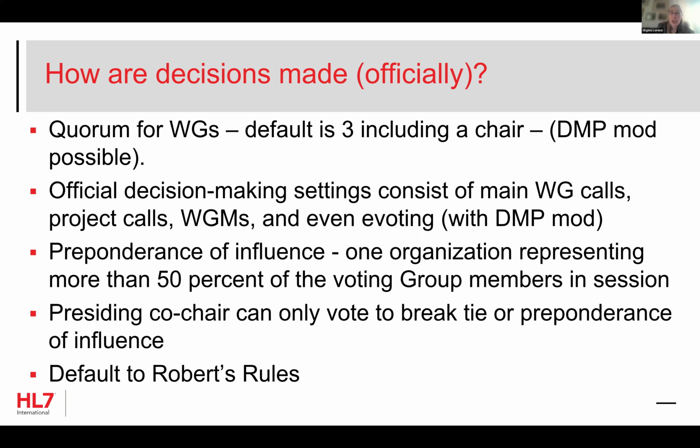The presiding co-chair can only vote to break a tie or a preponderance of influence. And there's a default to the decision-making practices document, and that is Robert's Rules of Order.